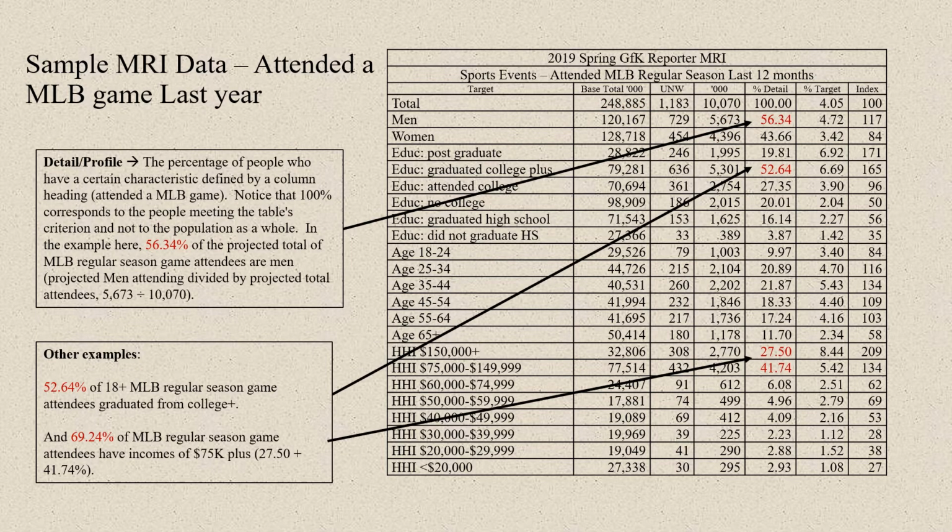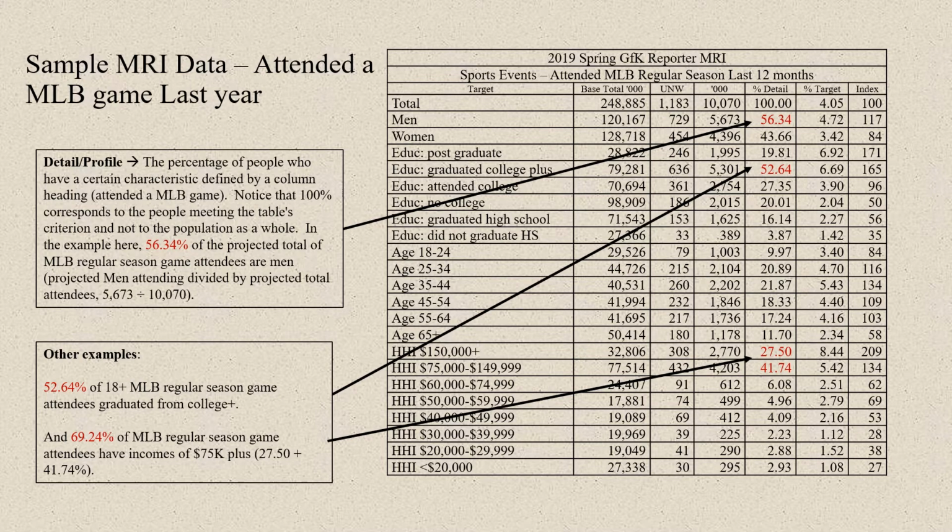Now things get a little bit more complicated. The next column over from those three zeros is called the percent detail, or the profile. This is the percentage of people who have a certain characteristic defined by a column heading, in this case, attended a Major League Baseball game. Notice that 100% corresponds to the people meeting the table's criterion and not the population as a whole.